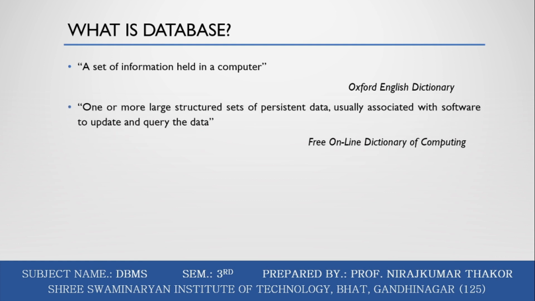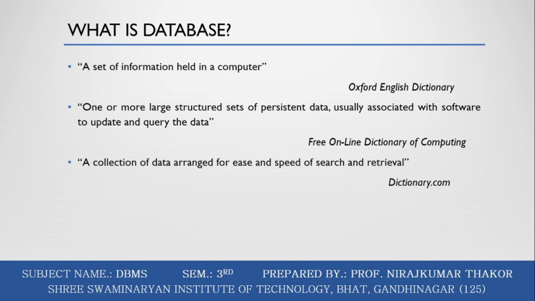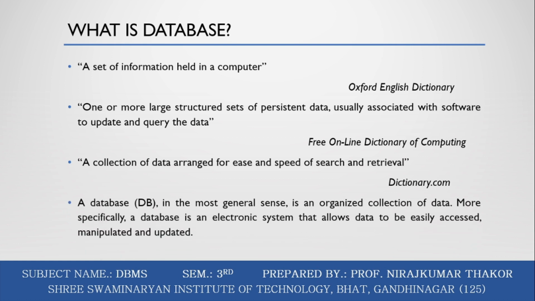फ्री ऑनलाइन डिक्शनरी ऑफ कंप्यूटिंग उन्होंने क्या डेफिनेशन दी है? One or more large structured sets of persistent data, usually associated with software to update and query the data. Dictionary.com: a collection of data arranged for ease and speed of searching and retrieving. And most important for our sites, a database in a more general sense is an organized collection of data. More specifically, a database is an electronic system that allows data to be easily accessed, manipulated and updated.